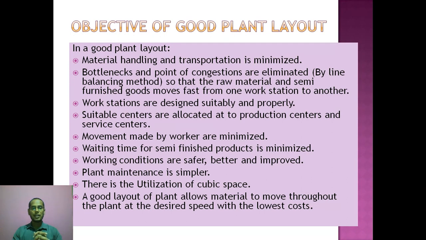Now bottlenecks and points of congestion are eliminated by the line balancing method, so that raw material and semi-finished goods move fast from one workstation to another workstation. So this is about the line balancing method. We will study it later. And what does this line balancing method do? It eliminates or reduces the number of nodes between different steps involved in the processing of raw material.